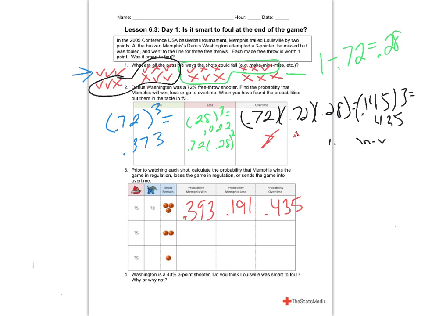Memphis was at 73, Louisville was at 75. So he takes the first shot, and now he makes it. The score is 75-74. So now for them to win, that probability is going to change, because now he just needs to make 2 in a row.